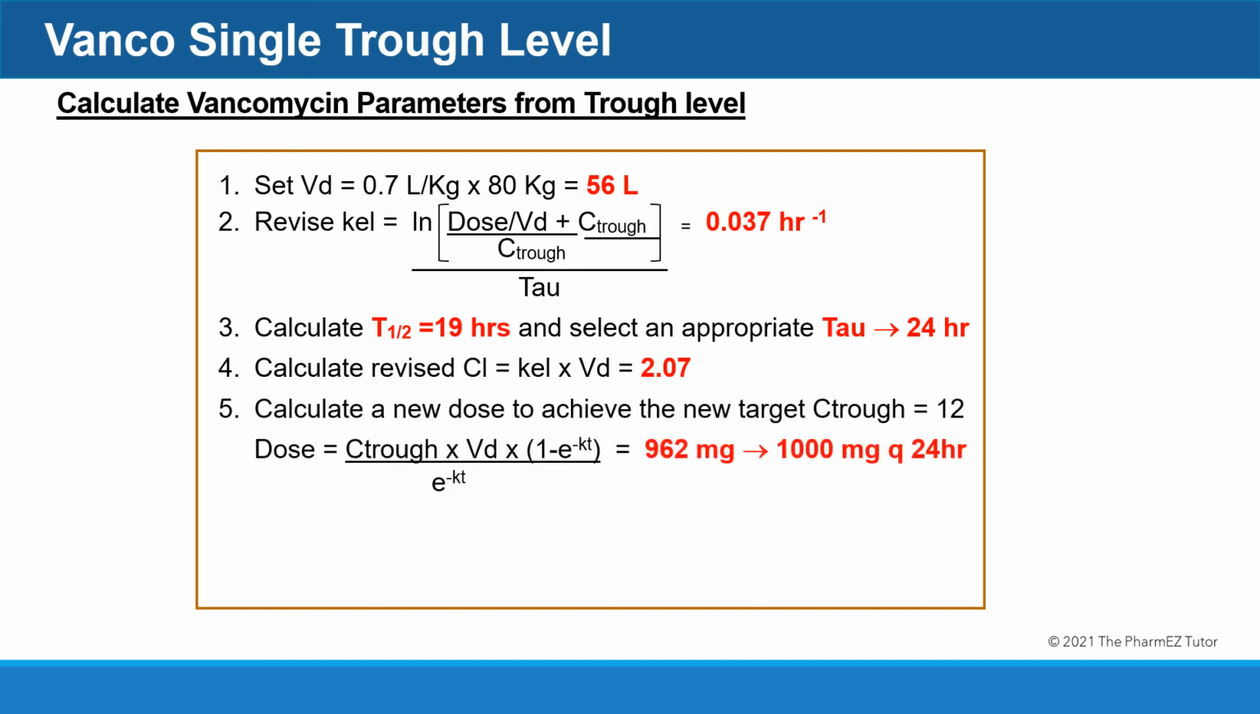We then need to calculate a new dose to achieve the new target trough of 12. We insert the target trough of 12 into the following equation, and we get 962 milligrams, which we then round up to 1,000 milligrams and give that every 24 hours. We then recheck the new peak level, which becomes 30.3, and the new trough of 12.5.